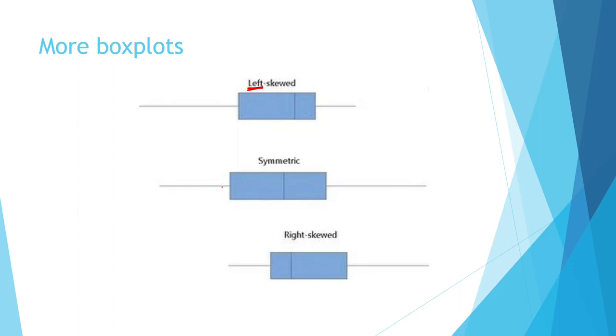We have the tail on the left and the tail on the right is pretty much the same distance, so this is data that's symmetric. In the last example, the tail is longer on the right side, so this is considered right skewed. Now again, remember, if the tail is on the left, it is skewed left. If the tail is on the right, it is skewed right.